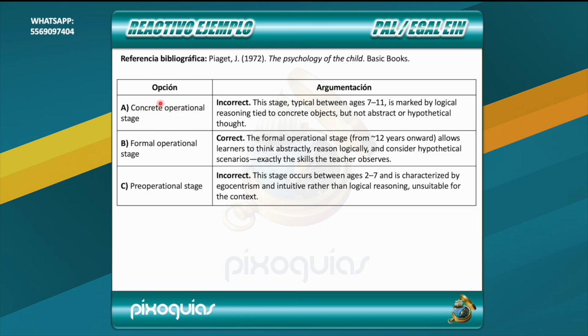A. Concrete operational stage is incorrect because this stage, typically between age 7 and 11, is marked by logical reasoning tied to concrete objects, but not abstract or hypothetical thought. And C. Pre-operational stage is incorrect because this stage occurs between ages 2 to 7 and is characterized by egocentrism and intuitiveness rather than logical reasoning, unsuitable for the context.